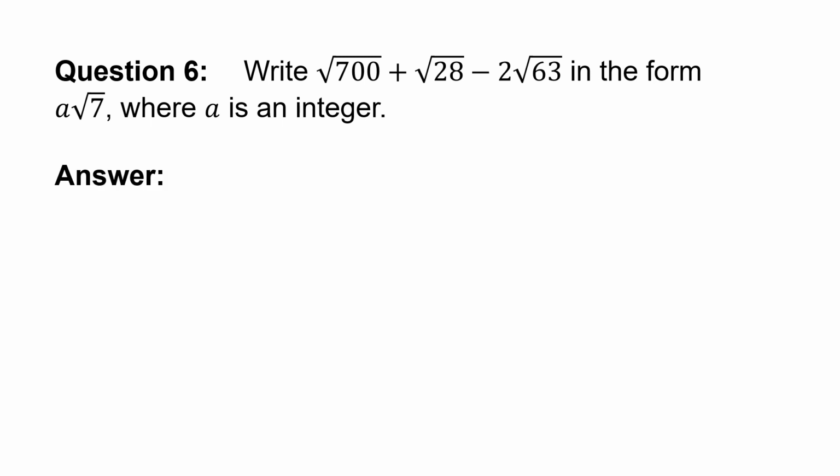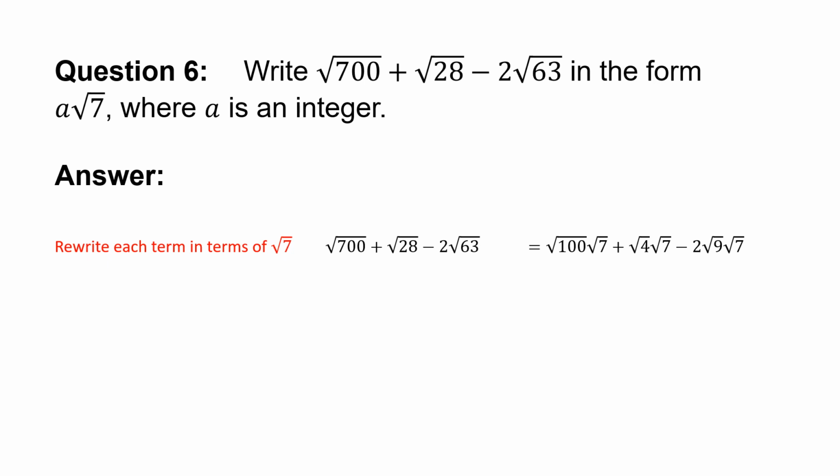So how do we work this out? Well, what we're going to do is rewrite each term in terms of root 7. So using the multiplication rule, we know that we can rewrite root 700 as root 100 times root 7. Root 28 we can rewrite as root 4 root 7. And root 63 we can rewrite as root 9 root 7. So all in all, that entire expression can be rewritten as root 100 root 7 plus root 4 root 7 minus 2 times root 9 root 7.